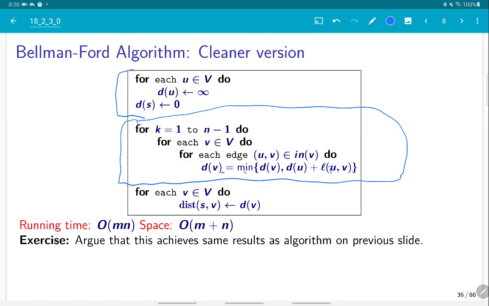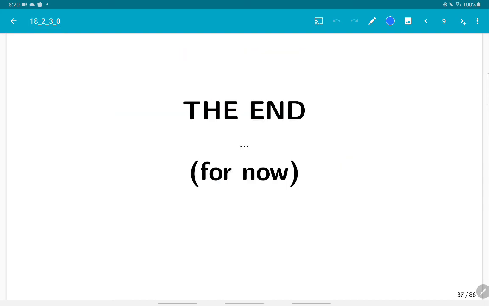Okay. And the space clearly now is m plus n, right? Because we have only one array. The O of m, we still have to pay for those reverse adjacency lists. Okay, so this is it.